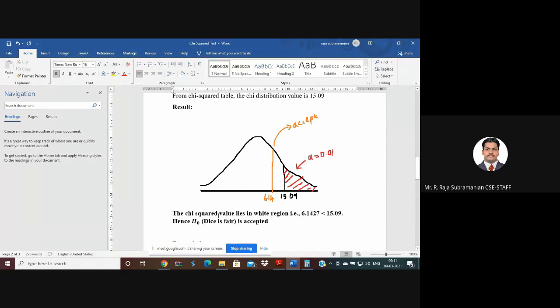So if the null hypothesis H naught is accepted, it means that the dice is fair, right? The dice is fair. So this is actually the question which I already showed. We have just recapped the things.